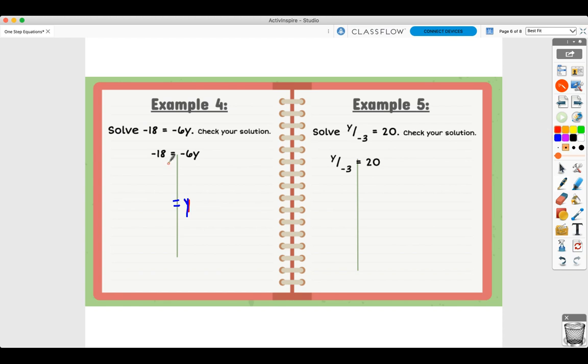So in this, it's saying negative 18 equals negative 6y. Well, this is multiplying. That means we're going to be dividing to undo that multiplication. So you're going to divide by negative 6.